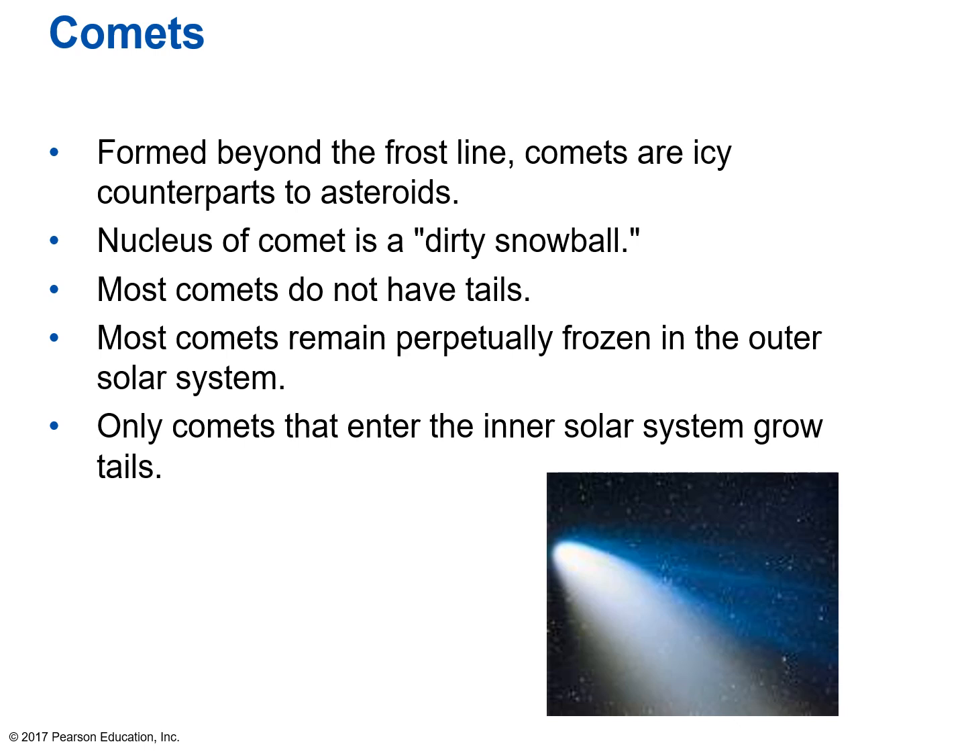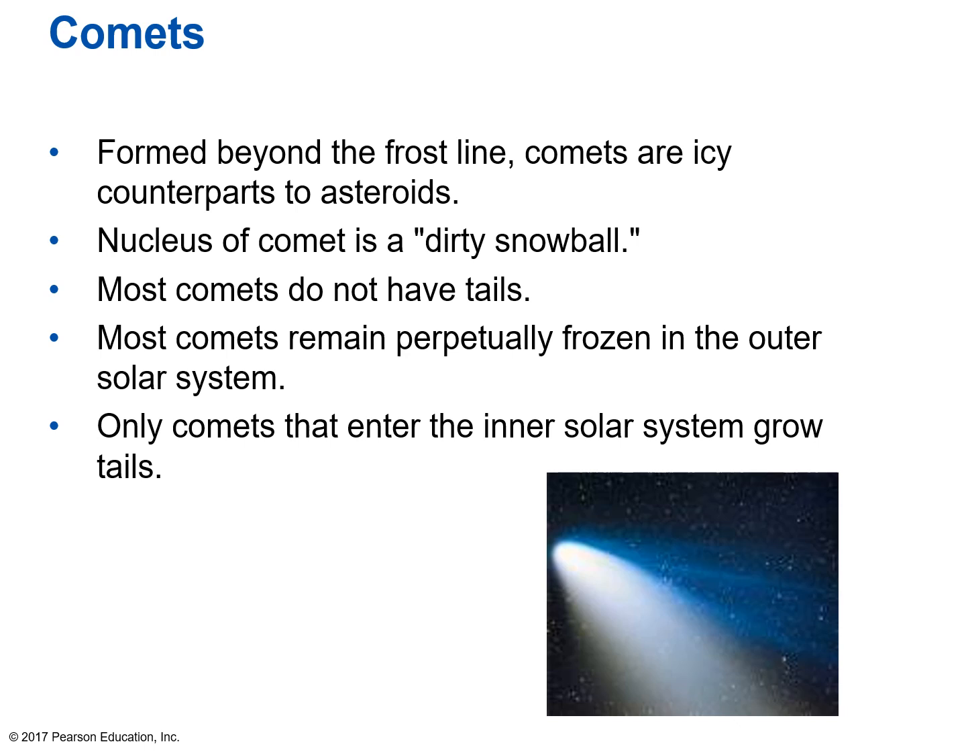Comets are formed beyond the frost line. Remember in chapter 8, we talked about the frost line, which is the dividing line that divides the inner solar system from the outer solar system. It divides the planets that are rocky, the terrestrial planets, from the gas giants or the Jovian planets. So comets formed beyond the frost line. They are the icy counterparts to asteroids.